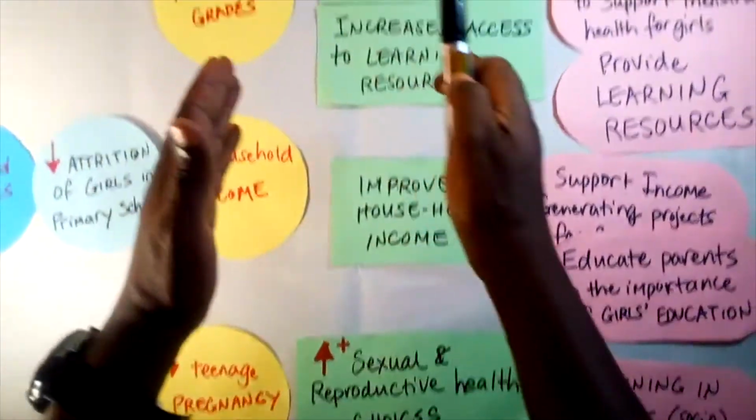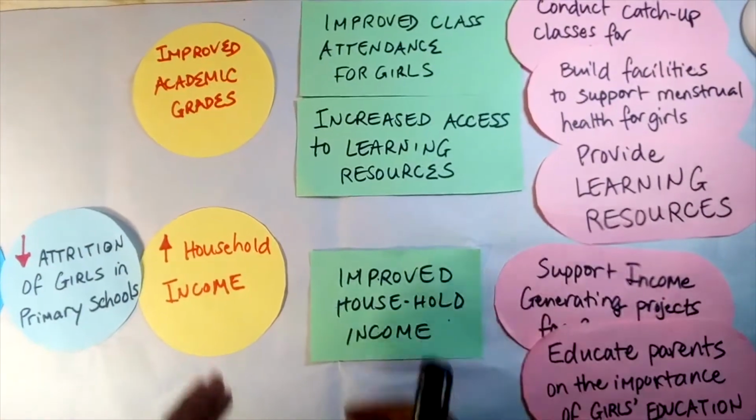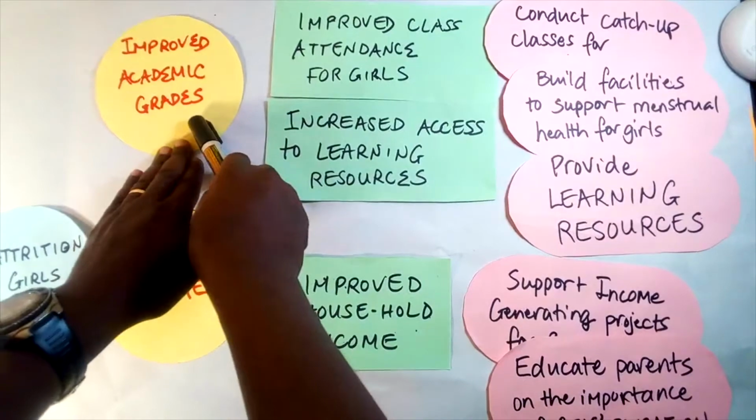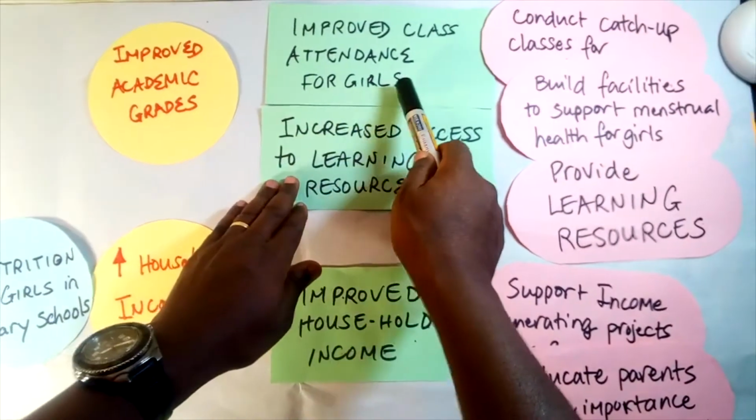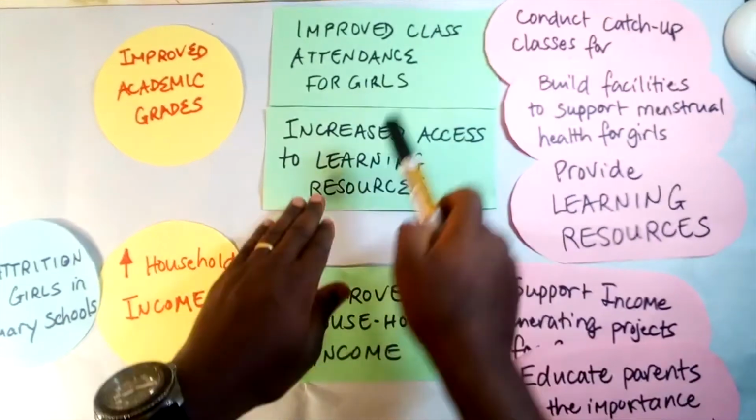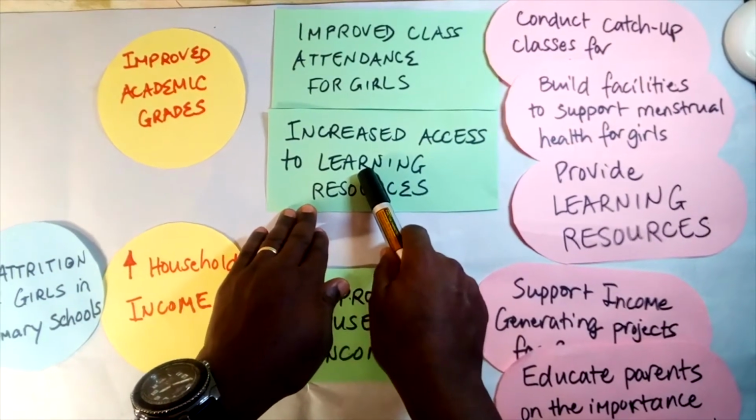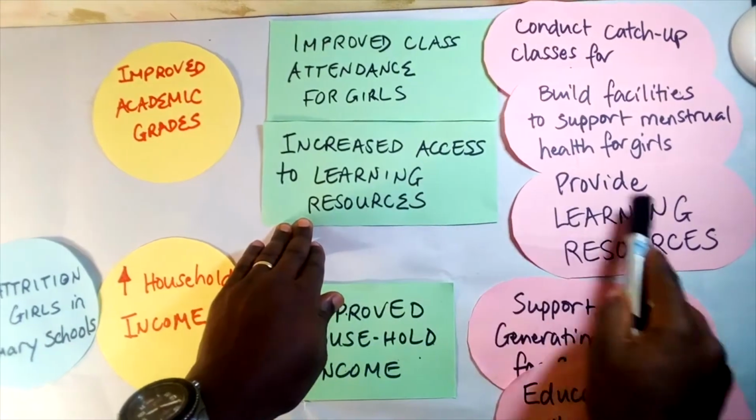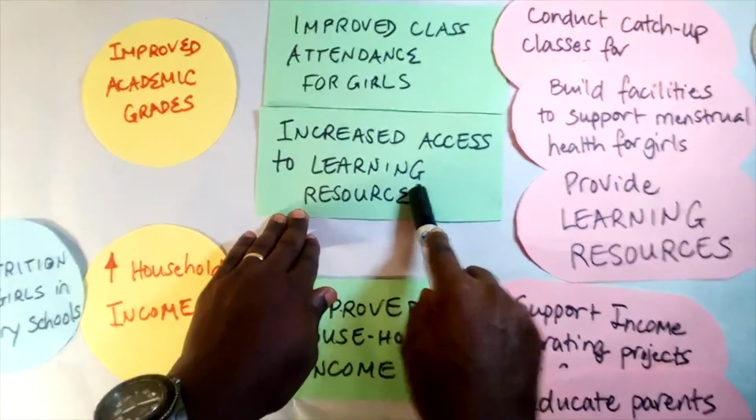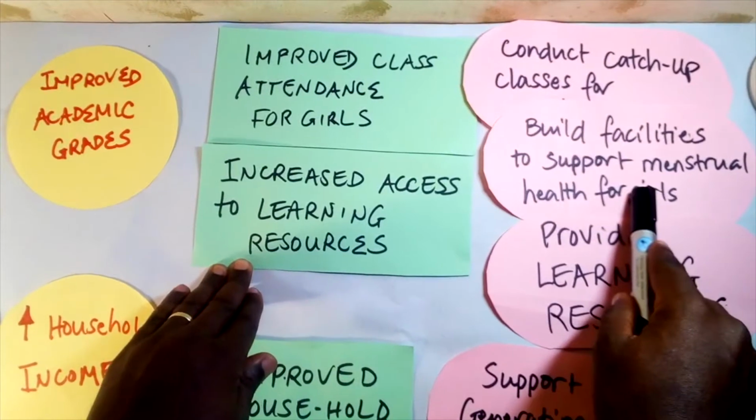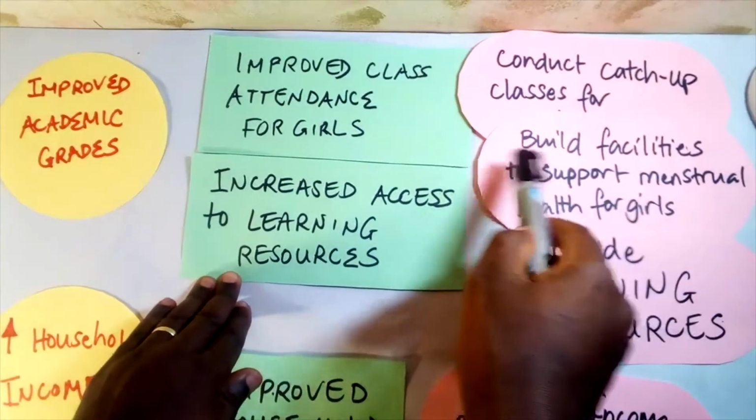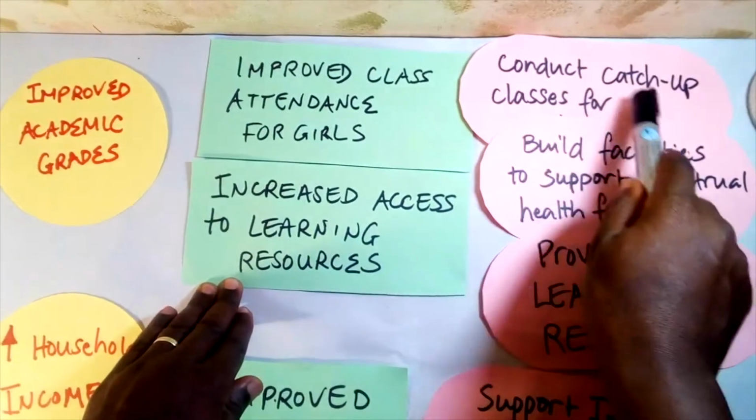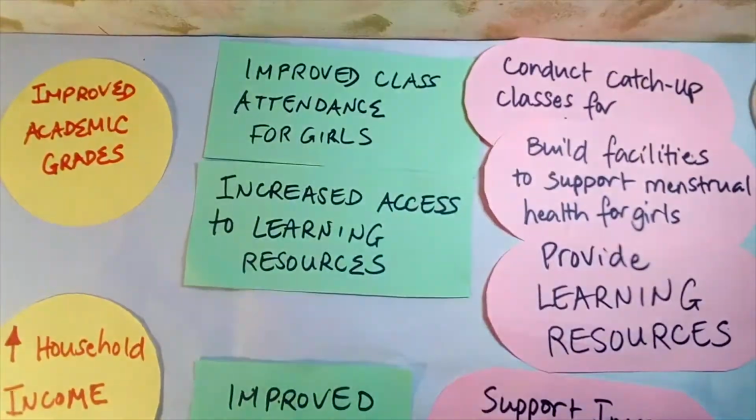Then we go to a second level of cards that we developed. I'd want to call those the intermediary outcomes. What are they? If we improve academic grades, we've got to ensure that class attendance increases. We've got to ensure that we have resources for learning for children. And for these things to happen, what do we do? Activities. Provide learning resources for children. We want to build facilities to support menstrual health so that girls attend school regularly. They don't fall out of classes. We want to conduct catch-up classes so that girls can catch up with their education.